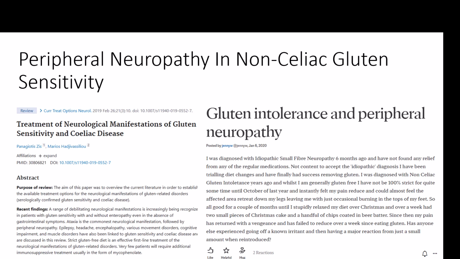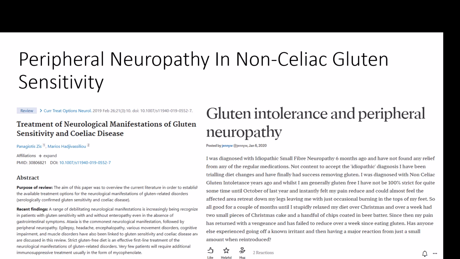Ataxia is the commonest neurological manifestation, followed by peripheral neuropathy. Epilepsy, headache, encephalopathy, various movement disorders, cognitive impairment, and muscle disorders have also been linked to gluten sensitivity and celiac disease and are discussed in this review. Strict gluten-free diet is an effective first-line treatment of the neurological manifestations of gluten-related disorders.